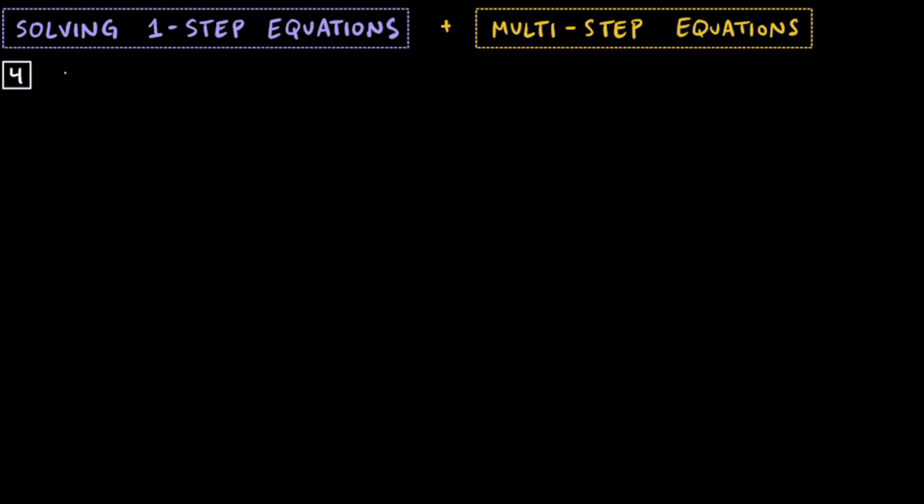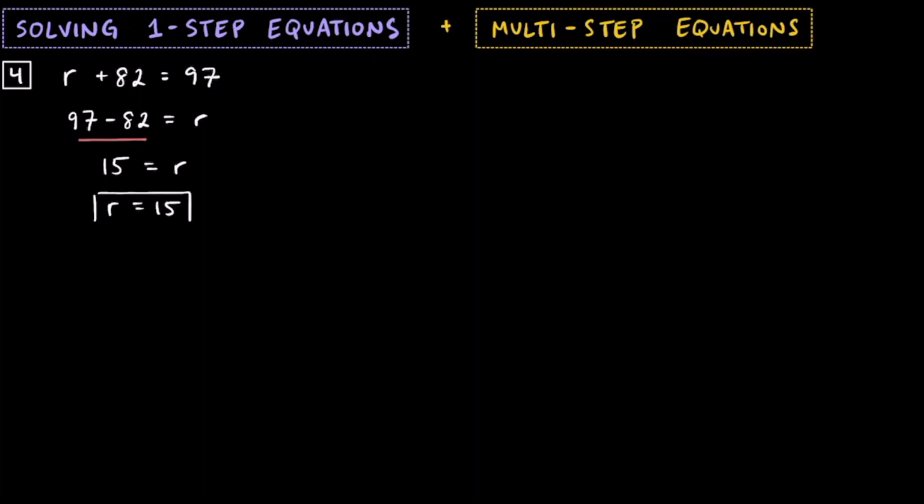For a fourth example, let's try solving this equation where we have r plus 82 is equal to 97. One way to go about this is we can rearrange this. If we know r plus 82 is equal to 97, that must mean that 97 minus 82 is equal to r. And so what is 97 minus 82? I think that's going to be 15. So we can say 15 is equal to r, or turn this around and say r is equal to 15. That would be our solution here.